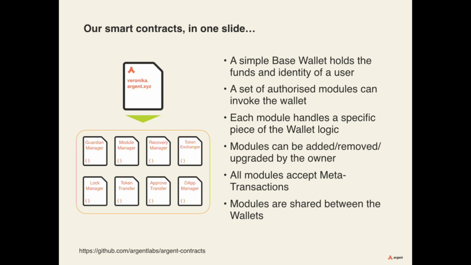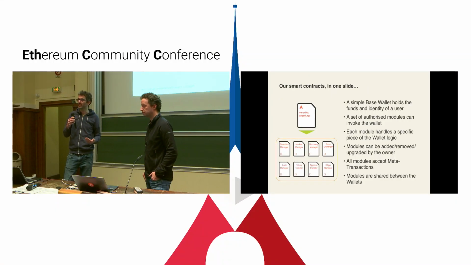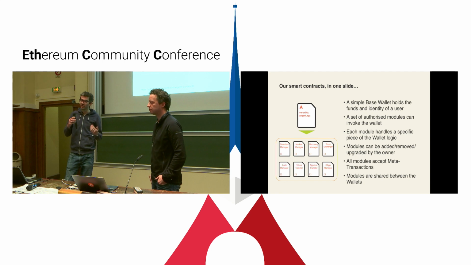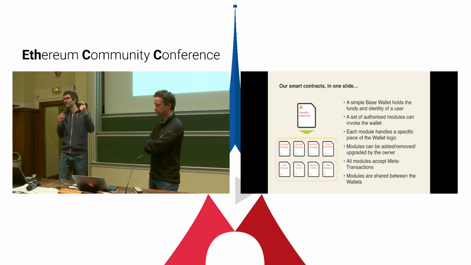As I mentioned, all these modules can accept regular blockchain transactions, but they can also accept meta transactions, which enable the abstraction of gas. And finally, most interestingly, these modules are shared between the wallets. So in terms of gas cost, this architecture is quite efficient, because each user has a contract which is less than 100 lines of code, and then they all share the same 8 modules.